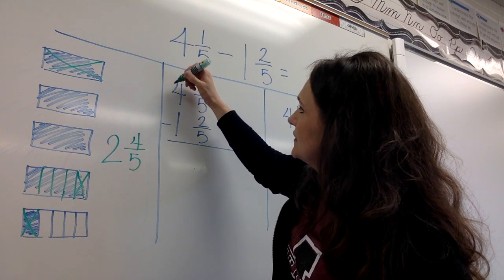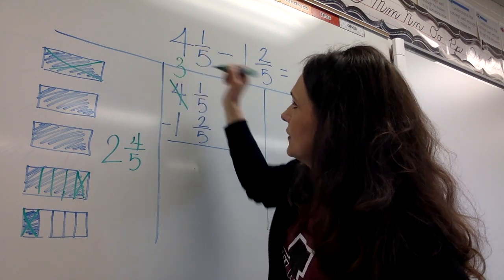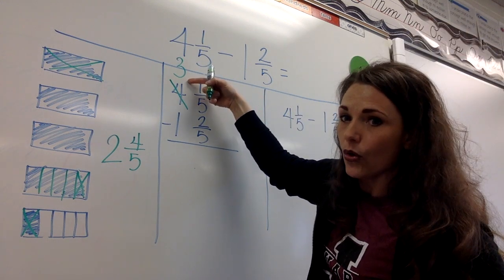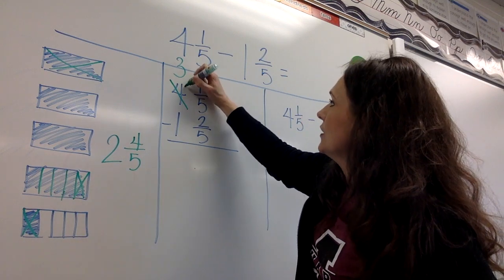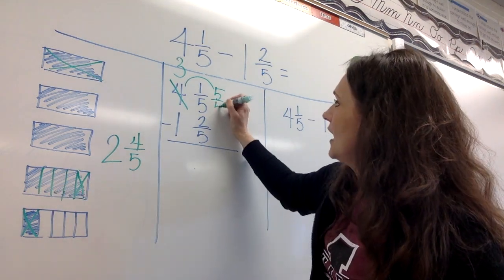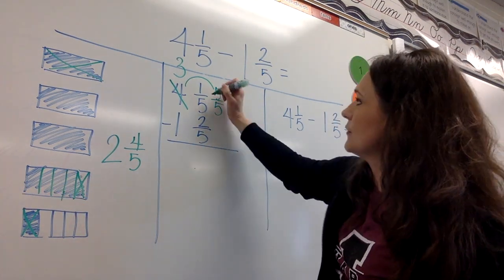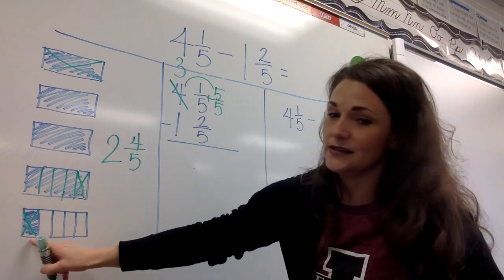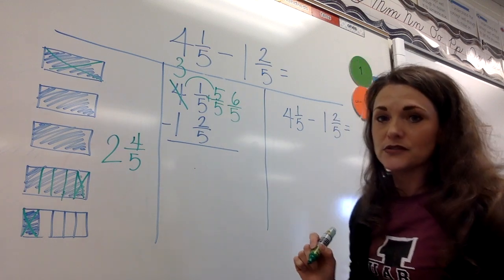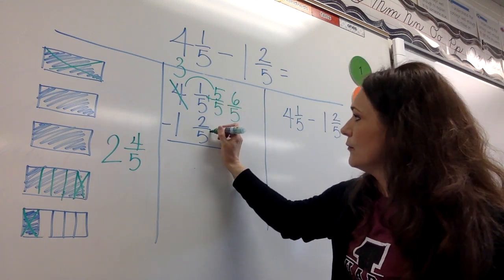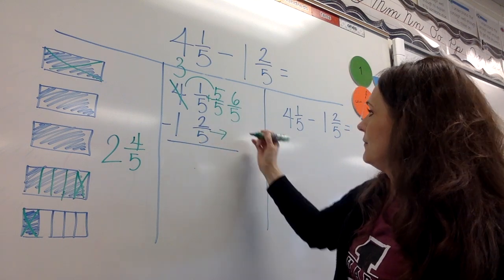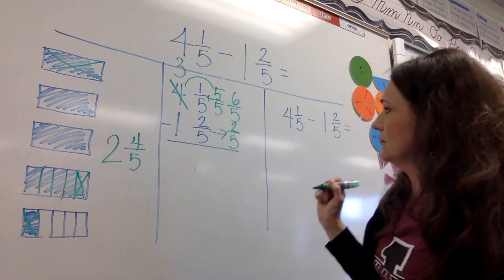So I'm going to borrow it from this 4, and I'm going to make it a 3 now. And I'm going to add that one that I borrowed, that whole piece that I borrowed, and I'm going to bring it over here, and I'm going to say, okay, I'm cutting this into 5 pieces, and I have 5 of those 5th pieces, and I'm going to add those together with the 1 piece that I had before, and now I'm going to have 6/5 there. So now I'm able to subtract. Now I can either move this 2/5 over, or I can just leave it right there and subtract this way. I'm just going to move it over just so that you can see that.